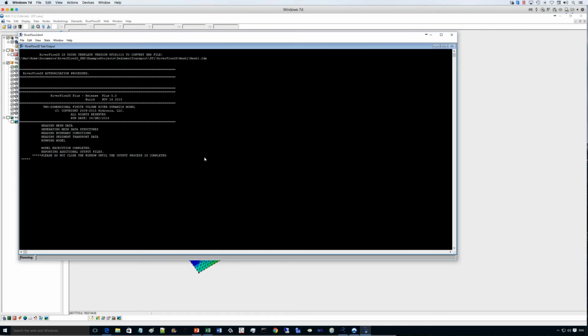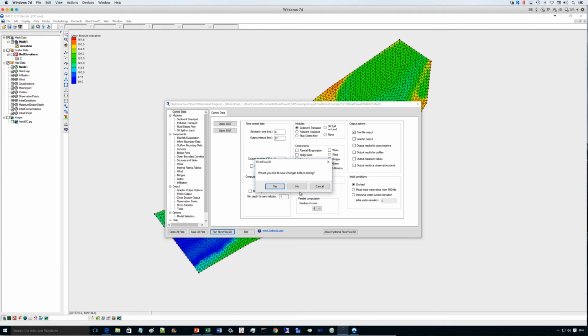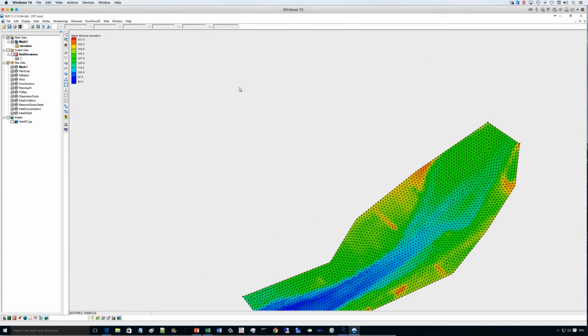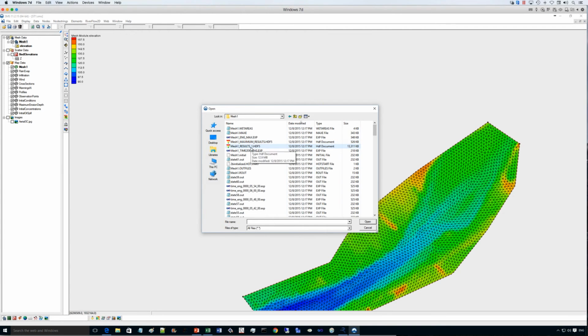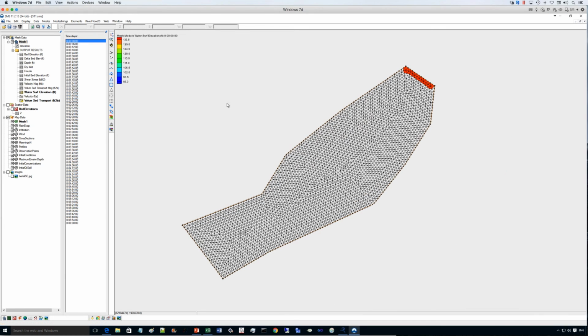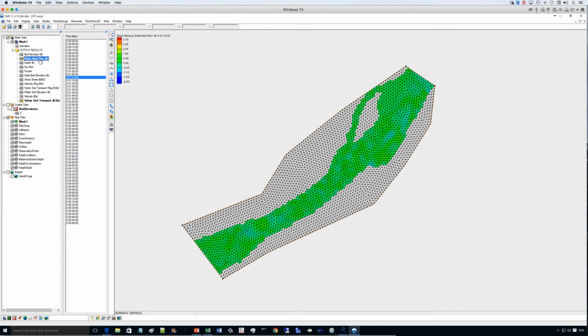Now, when the model terminates, it creates a number of files that you can use for post-processing, including the HDF5 files. And let me import those files here. So these are the result files. Now the result files allow you to see different variables. This is water surface elevation as it changes in time. But you can see also variation in depth. These are changes in bed elevation.